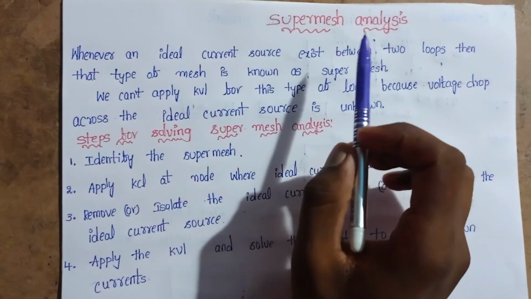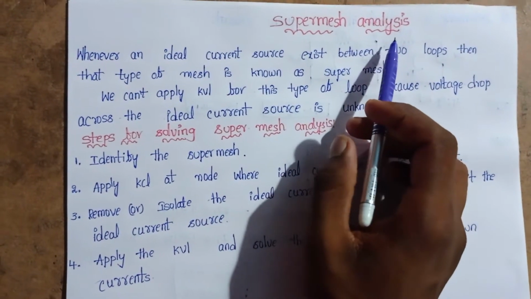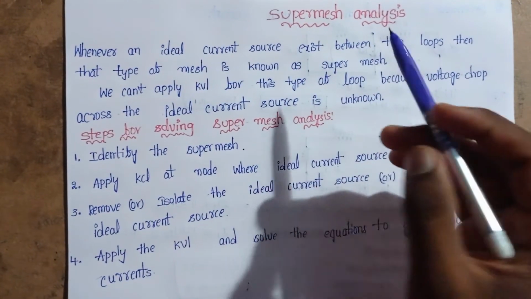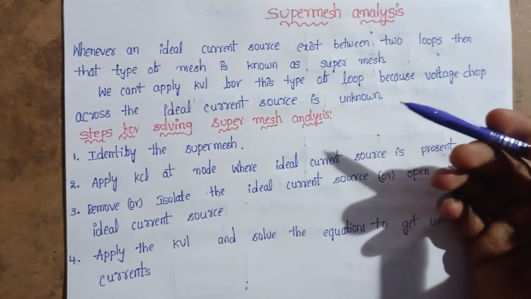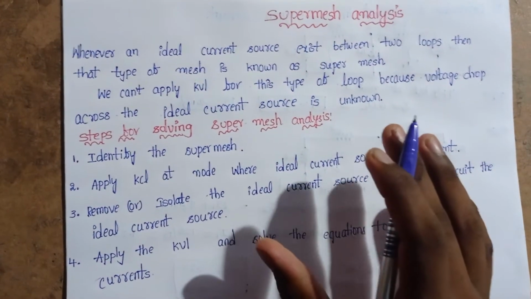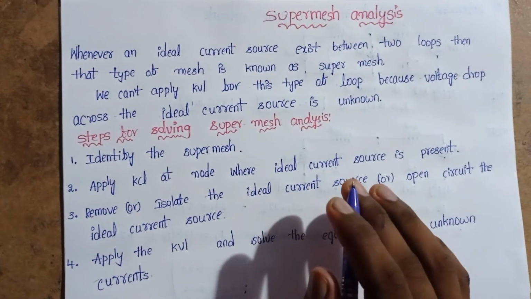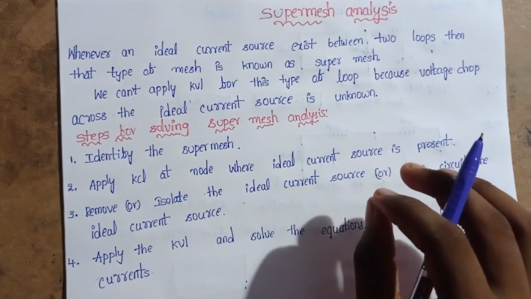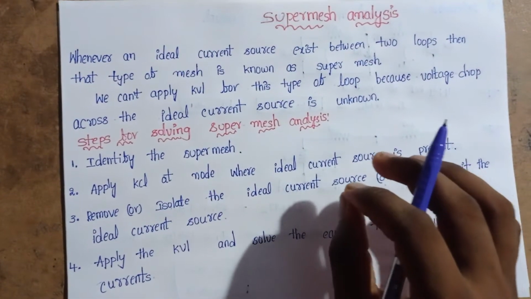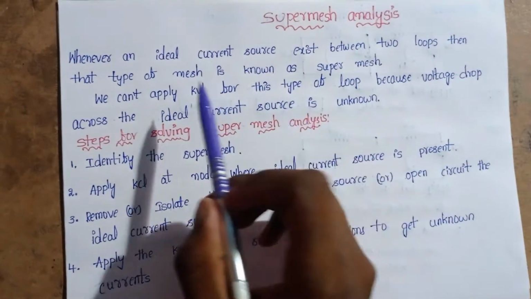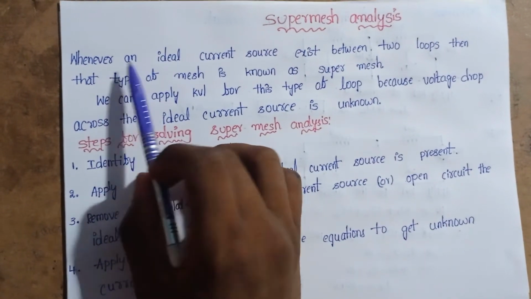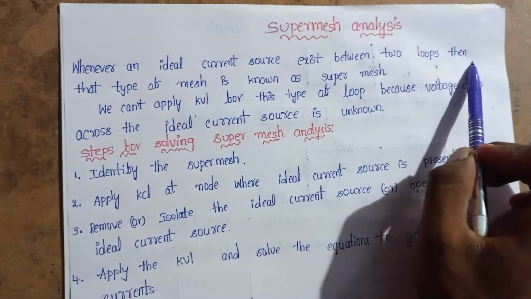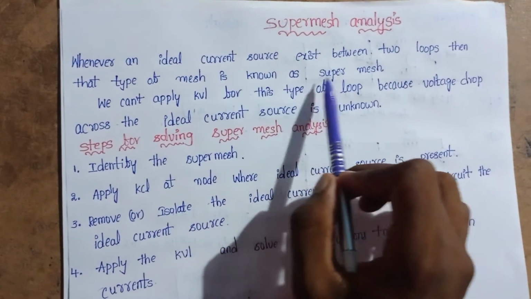Let's see what a super mesh is. Before going to super mesh analysis, let's see what a super mesh is. We know what a mesh is. A mesh is simply a loop. A super mesh means an ideal current source is present between any two loops. If an ideal current source is present between two loops, then that type of mesh is known as a super mesh.